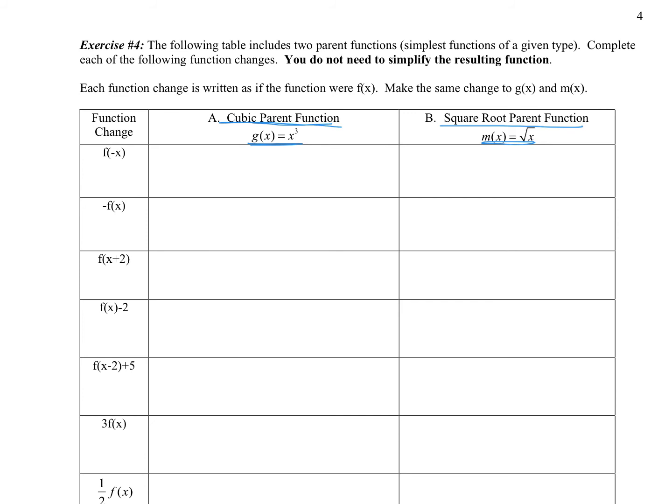So the first change we're doing is making x negative. So I'm going to write that with the g function. So g of negative x. That means that instead of x cubed, I'm going to get negative x cubed. I'm not even going to think about simplifying. I'm just going to leave it, write it and leave it. So my next one is put a negative sign in the front.